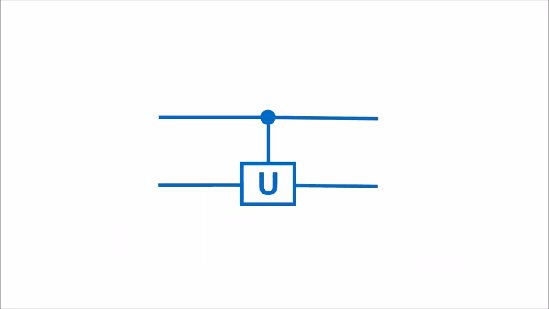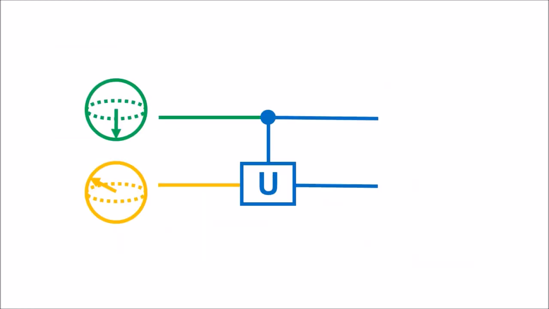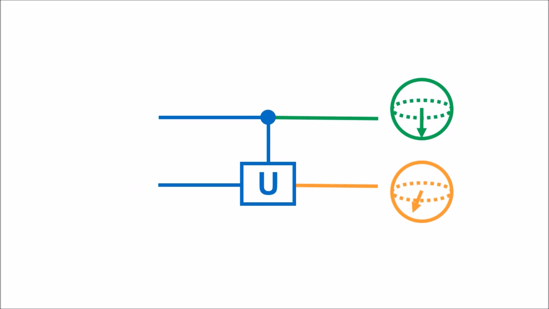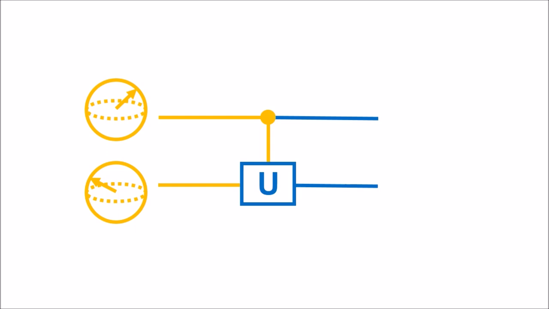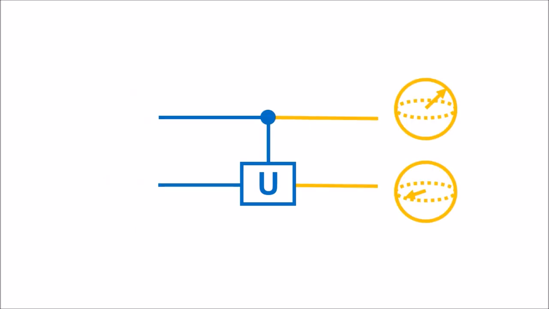There are also controlled gates, where the gate being controlled can only operate if the control bit is a 1. If it's a 0, nothing happens. And if it's in a superposition, it sort of happens and doesn't happen at the same time. That's quantum mechanics. It can be pretty complex.